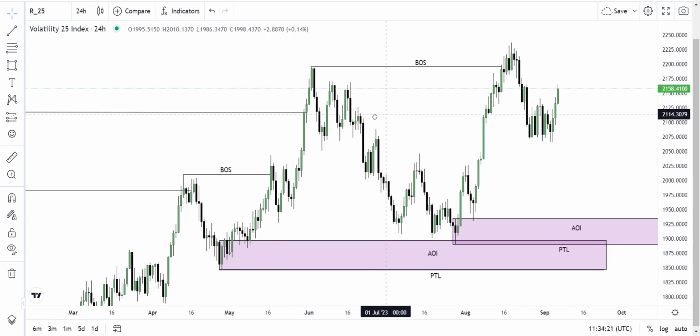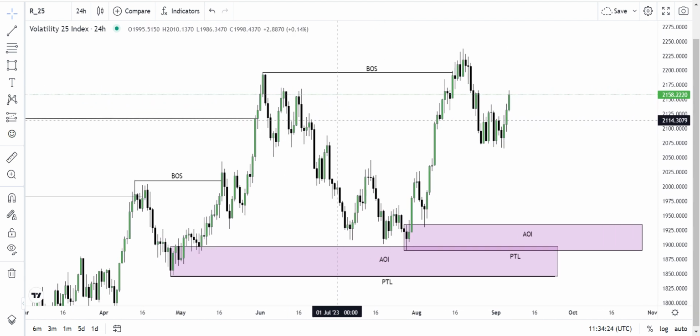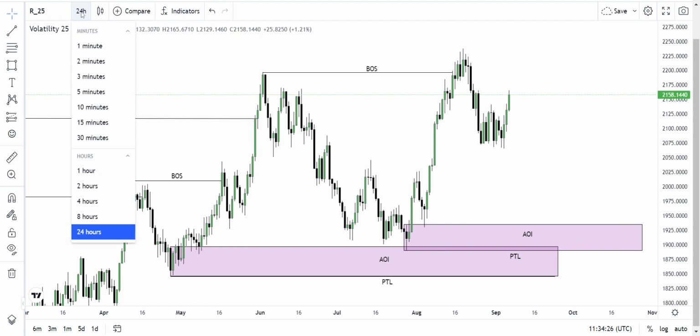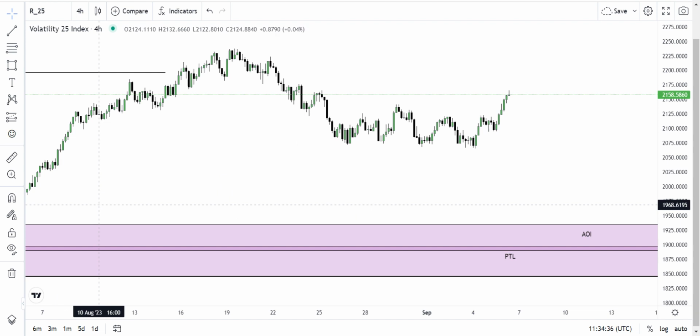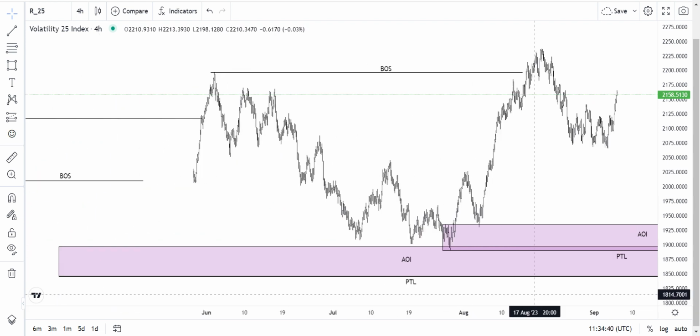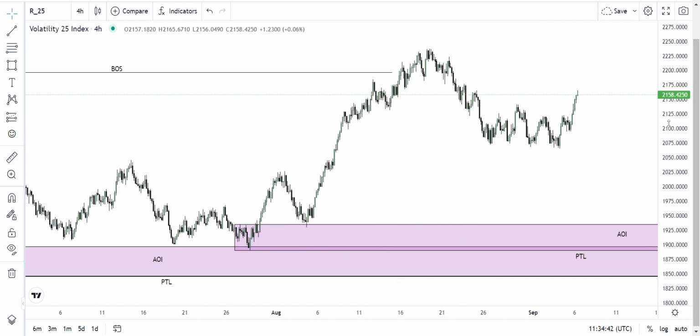So I want to go to the 4 hour time frame and let's see what's happening there. But presently, we know that the story of this market is an uptrend. Let me go to 4 hours and let's see what is happening on V25. This is what is actually happening.